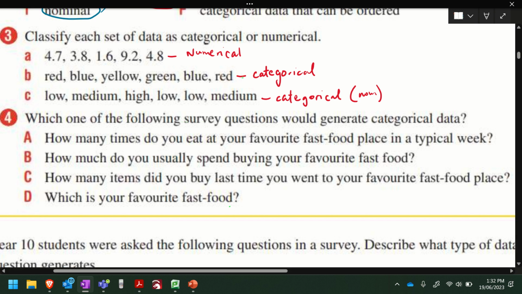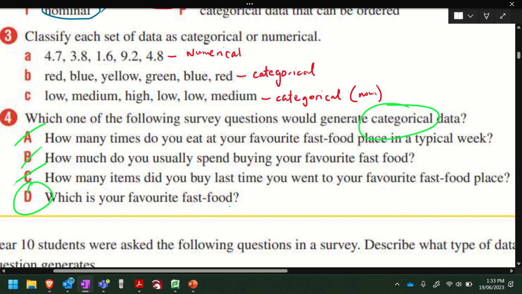So, if you're going to do a survey, would give you some sort of categorical data. Okay, so here it says how many times you eat at your favorite place per week. What kind of data would that be? How many times you eat somewhere? That's numerical, so it can't be A. Good. B, how much do you usually spend when you're buying your favorite fast food? That sounds very numerical. How many items did you buy the last time you went to your favorite fast food? Are you sure? It sounds very numerical because it's asking how many. So it sounds like it's probably D, which is what's your favorite fast food? A category. Okay, you're looking for a category.